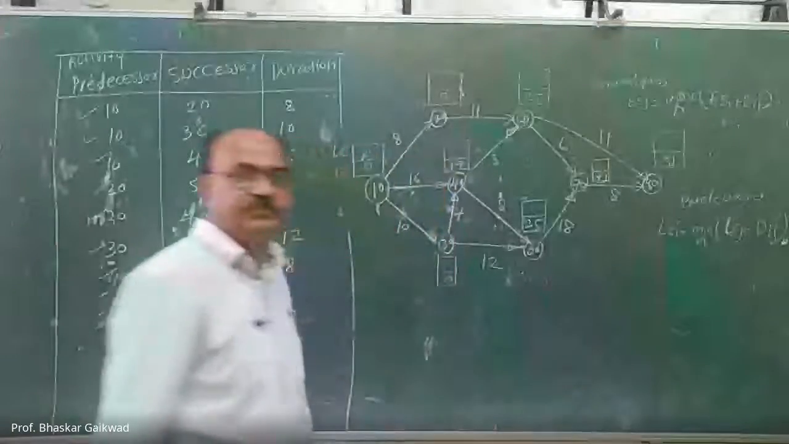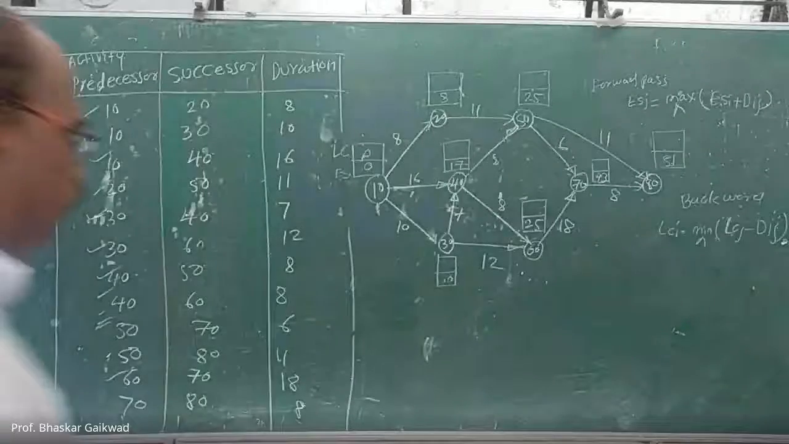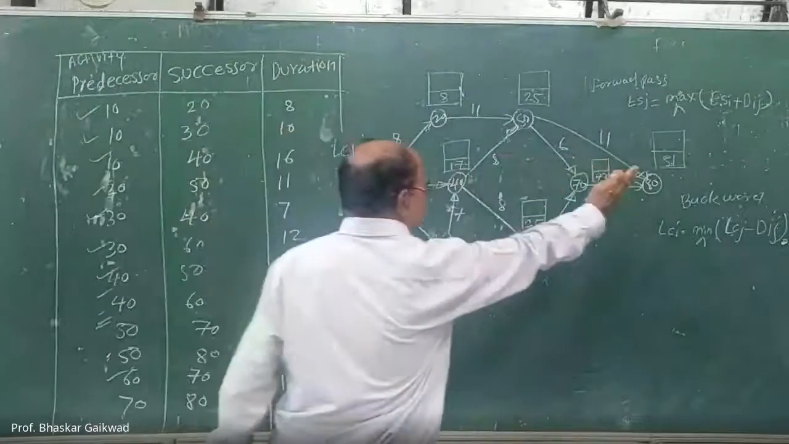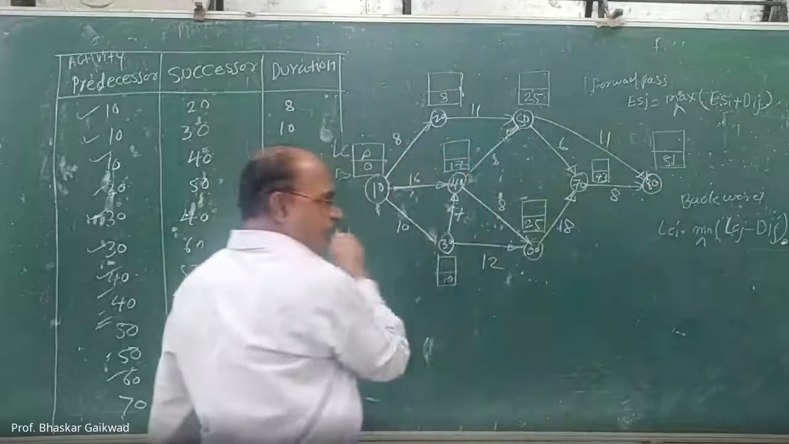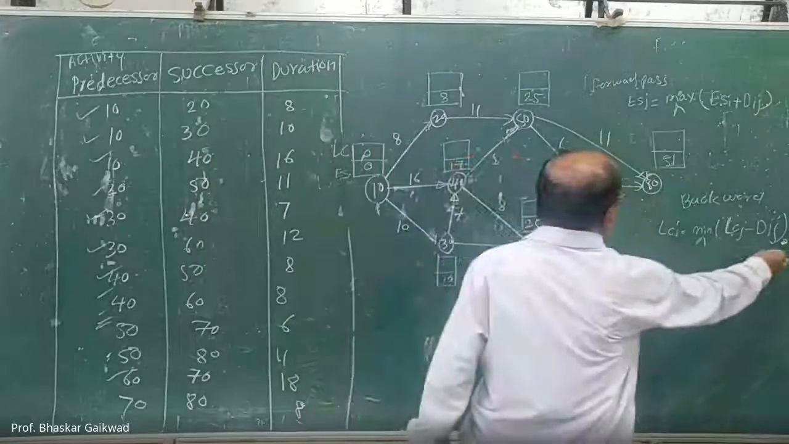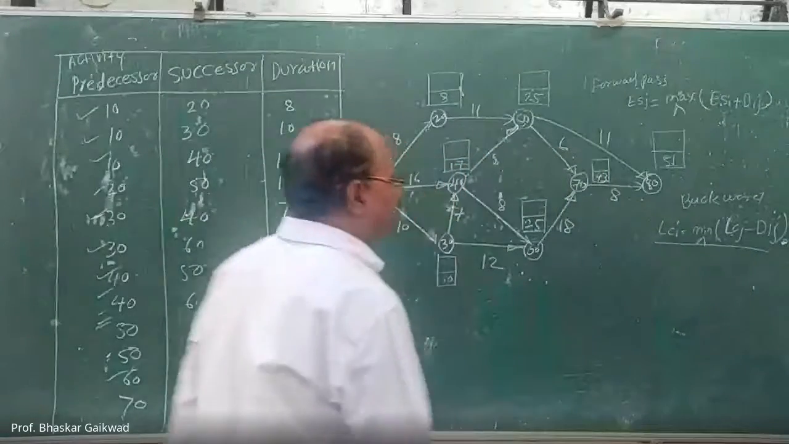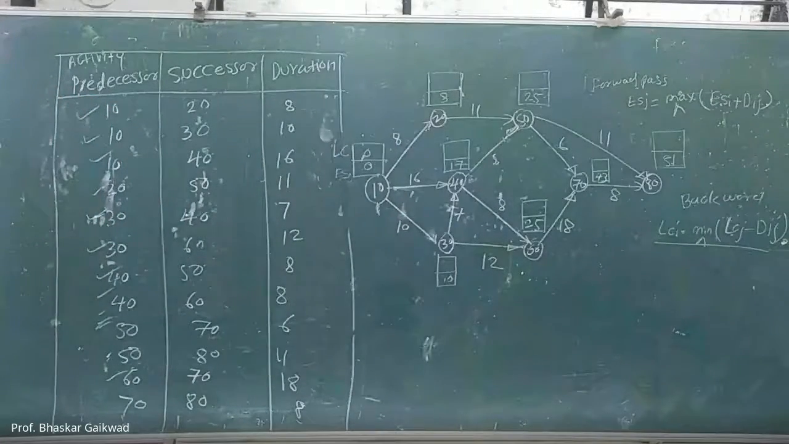Okay. Now this is called forward pass. Now we have to come back. That is backward pass. When backward pass is there, you can make use of this.